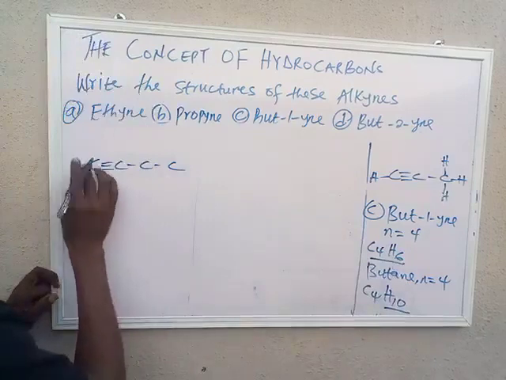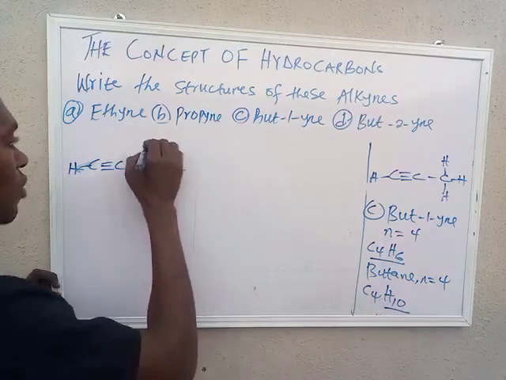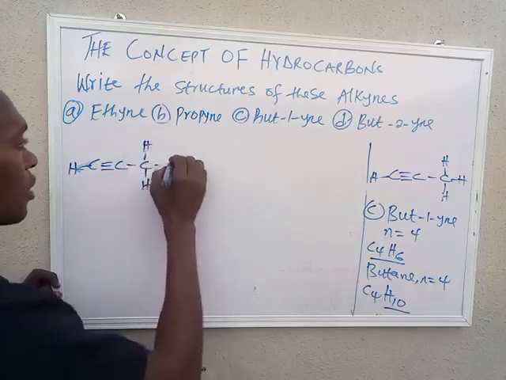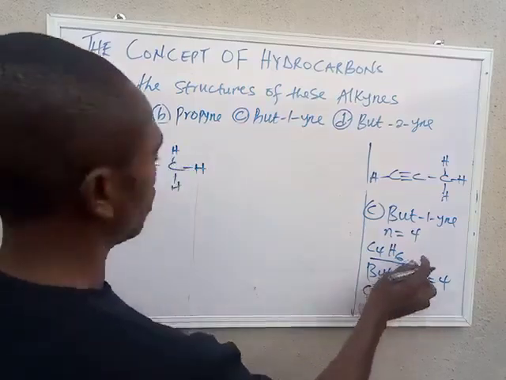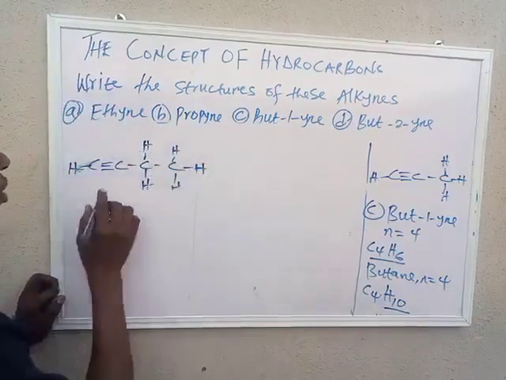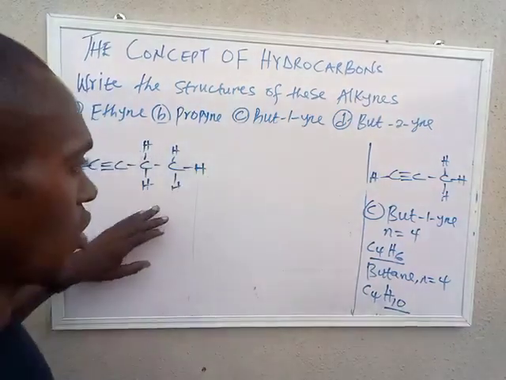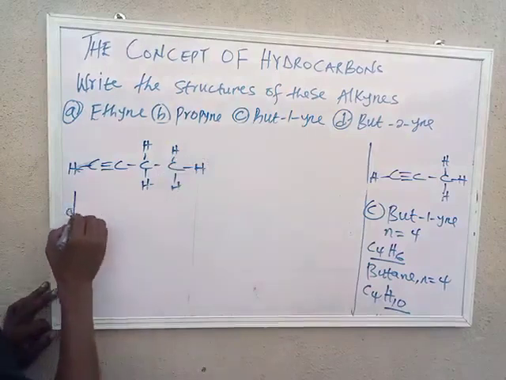So we'll have 1 hydrogen here. This one will have complete hydrogen. So don't forget what we're having is 6. So let's count 1, 2, 3, 4, 5, 6. So this is the structure of but-1-yne. So let's go to D.